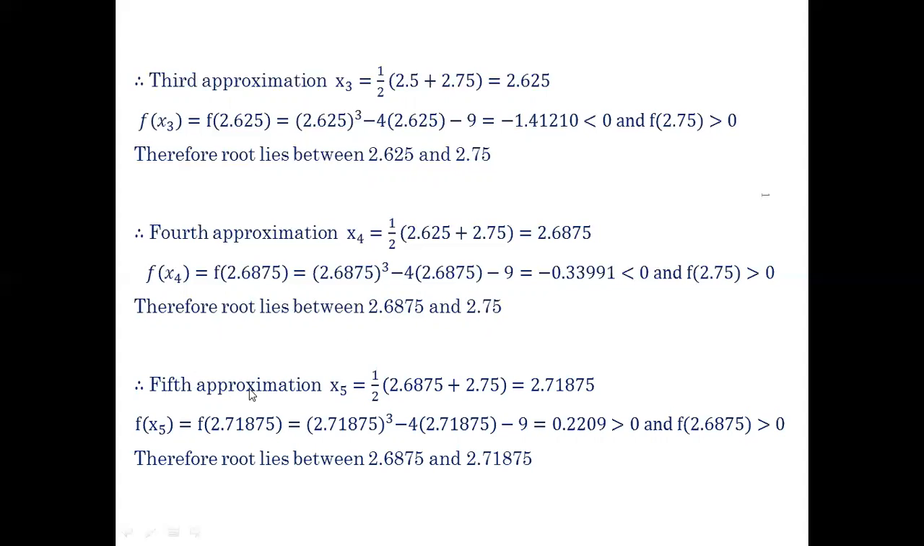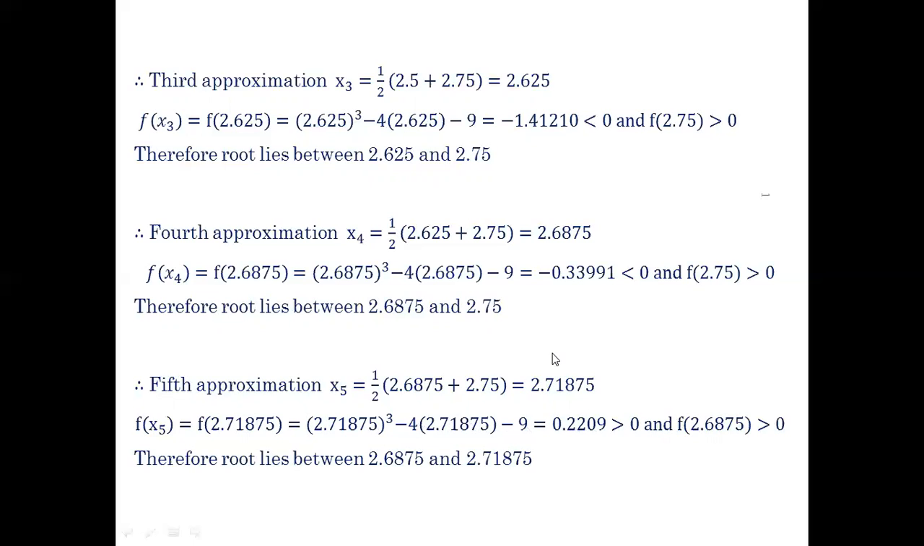Therefore, the fifth approximation x5 is equal to 1 by 2 into the sum of the two roots, 2.6875 plus 2.75. Simplify, you get 2.71875. Next, we find f of x5. x5 is 2.71875. Substituting in f of x, that is x cube minus 4x minus 9, which is equal to 2.71875 whole cube minus 4 into 2.71875 minus 9, which is equal to 0.2209, greater than 0.